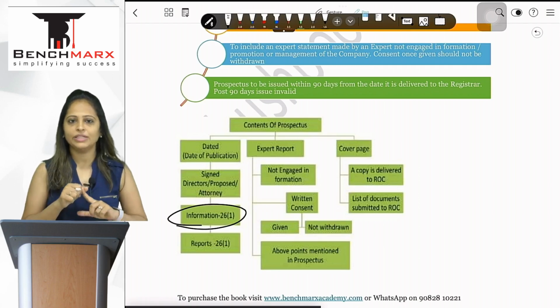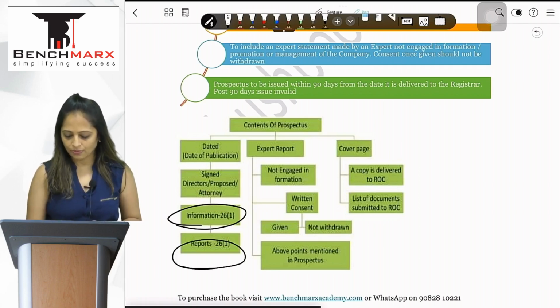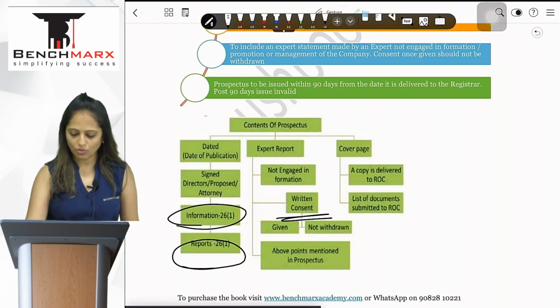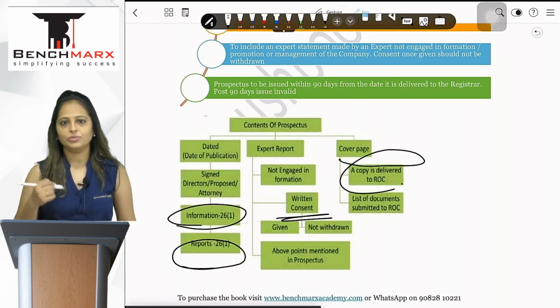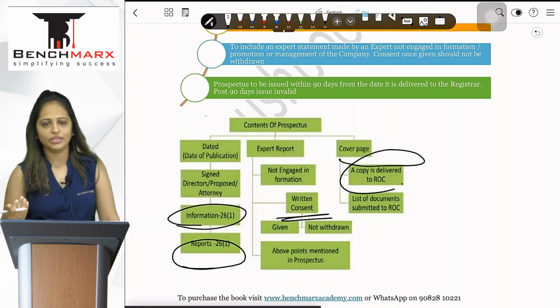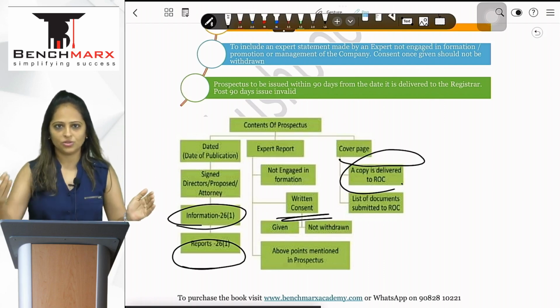Other than that, you need information under section 26(1) and the reports which are required to be filed. Consent of the expert is essential, and then the same has to be signed by the directors, and a copy of the same is to be delivered to the ROC along with the requisite documents. Now once you have submitted it with the ROC, you will submit it before you issue the prospectus to the general public at large.